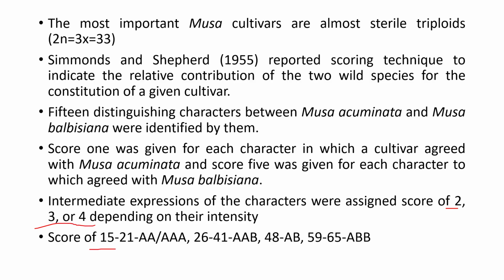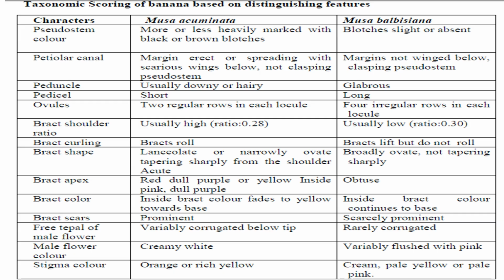So if there is a score of 15 to 21, the genomic constitution can be AA or AAA. Then if it is 26 to 41, AAB. Then 48, AB, 59 to 65, ABB. So this is the taxonomic scoring.